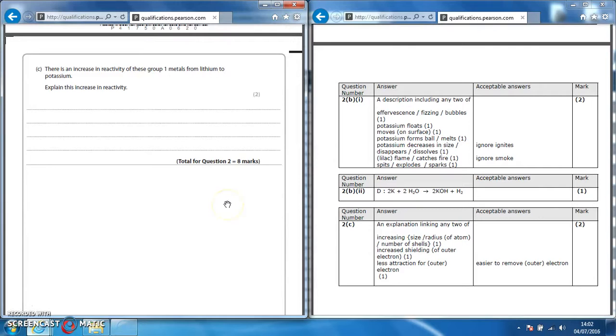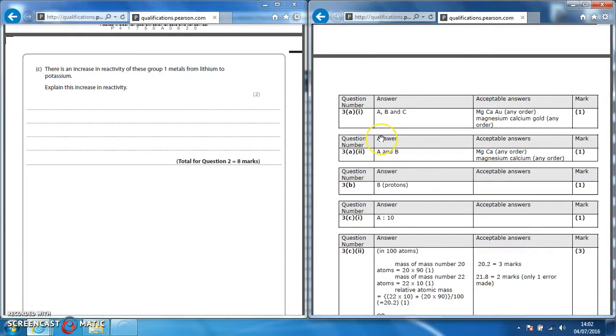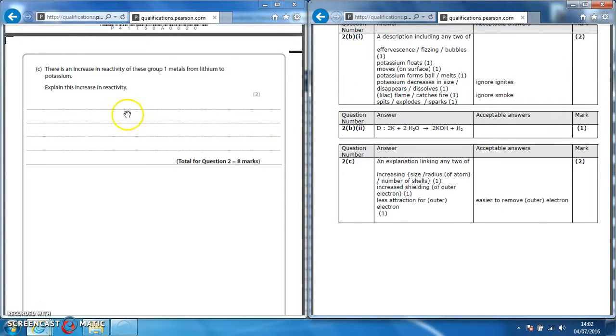And part C, increasing reactivity going down the group. This is specifically aimed at the most stable in the higher tier. So it's down to the size of the atoms. Lithium's the smallest at the top, going down and getting bigger as it gets to potassium. So that'd be one of the points to say, increasing the size. As they get bigger, the electron that's on the outside is further away from the nucleus.